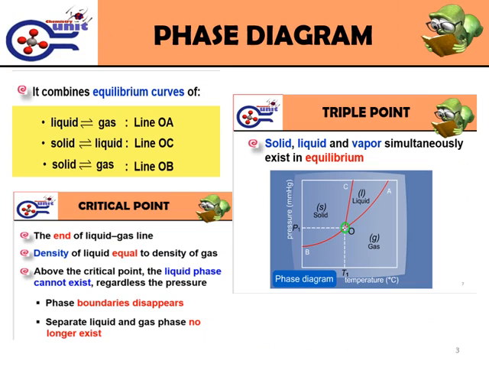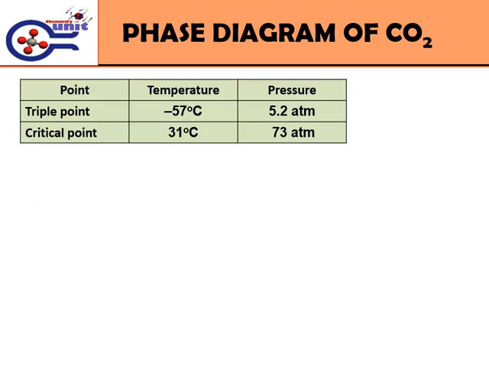Positive slope maksudnya the gradient is positive value. So, sebelum kita nak sketch the phase diagram, mesti pelajar kena faham konsep. The phase diagram consists of 3 equilibrium curve. And then, kena faham mengenai triple point and critical point. Okay. So, contohnya kalau dia soalan mention dalam practice, suruh sketch the phase diagram of CO2. Soalan memang akan beritahu nilai triple point and critical point. Triple point for the CO2 at negative 57 degrees Celsius and pressure is 5.2 atm. Critical point is 31 degrees Celsius and the pressure is 73 atm.